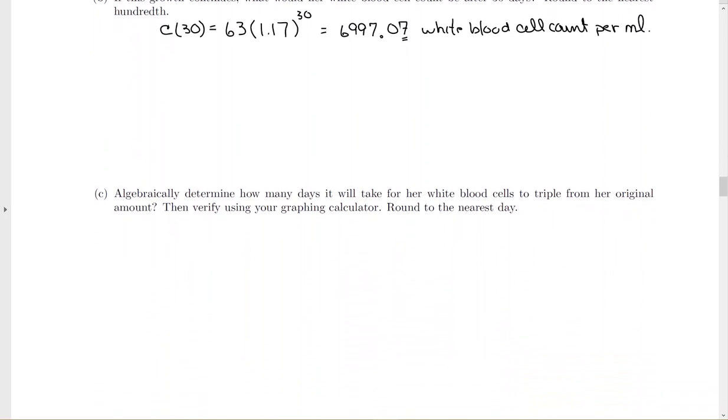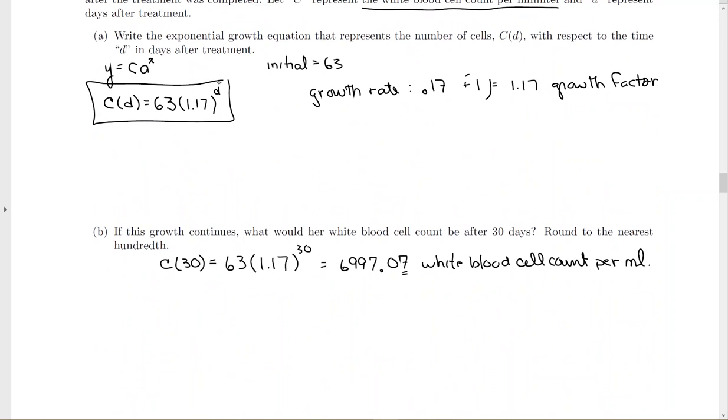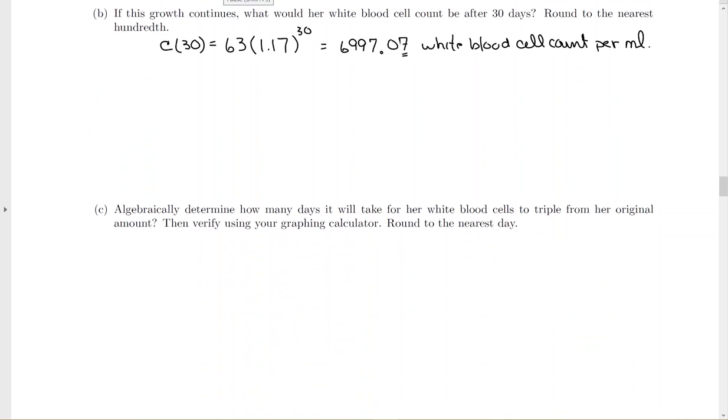For part C, we're still using that same equation, but algebraically determine how many days. So back to my original equation, I'm now solving for D, so they must be giving me the left-hand side of the equation here. All right, how many days will it take for her white blood cells to triple from her original amount? Well, her original amount was 63, so if I'm going to triple that, times it by 3, come up with 189. That's what I want as an output. So I'm going to put 189 on the left side equals 63 times 1.17 raised to the D power.